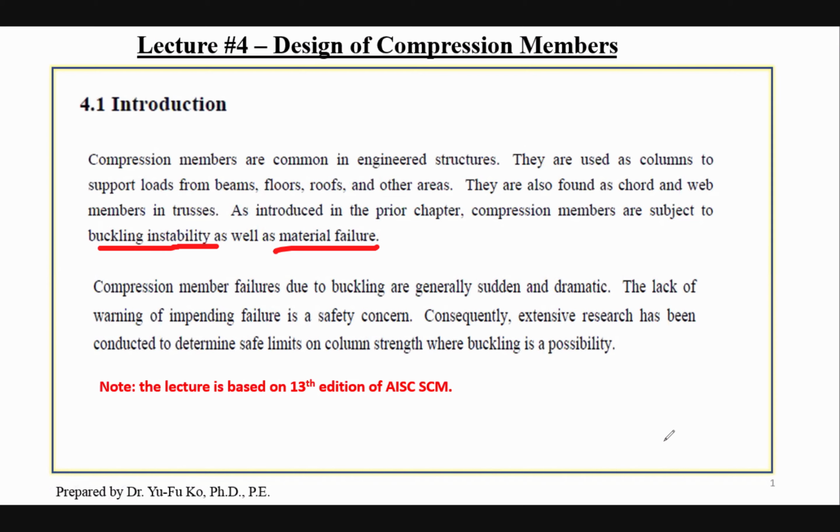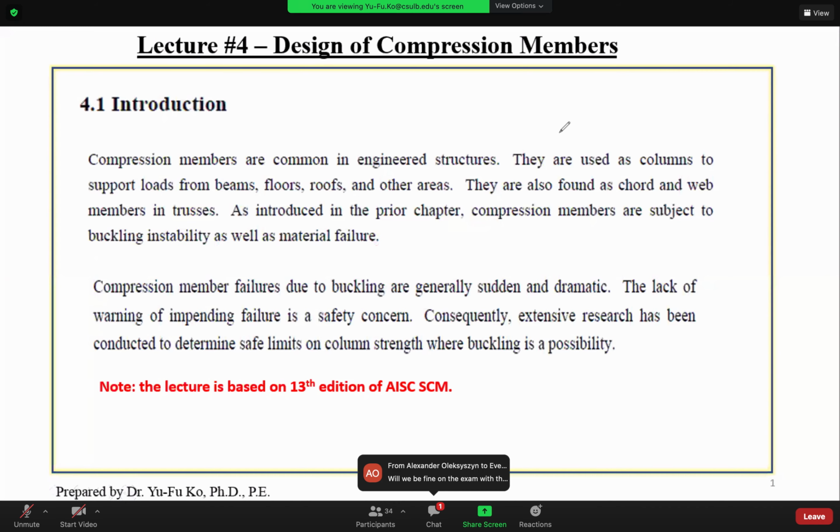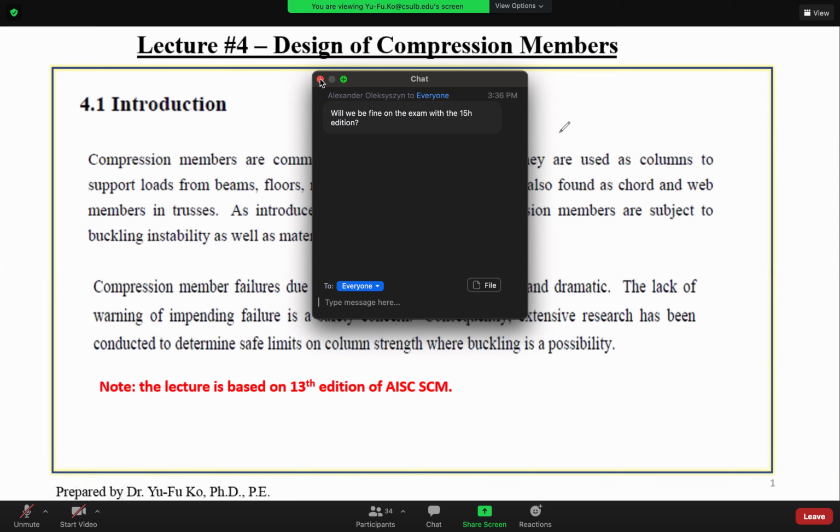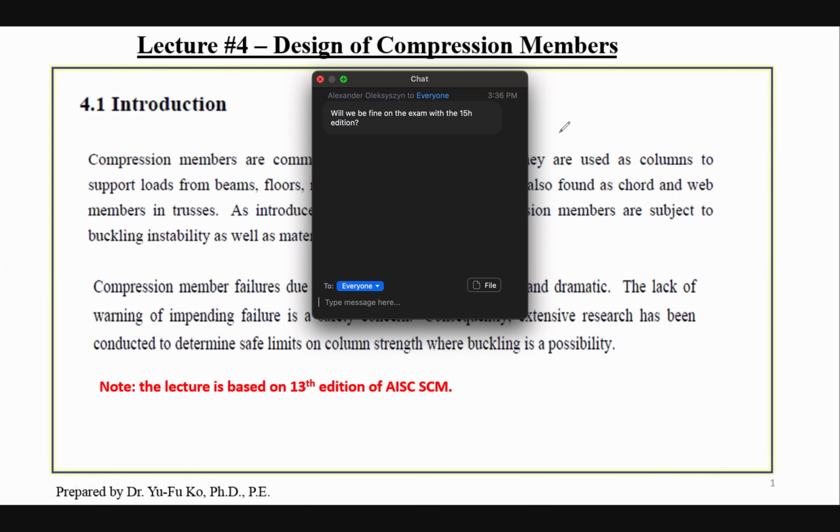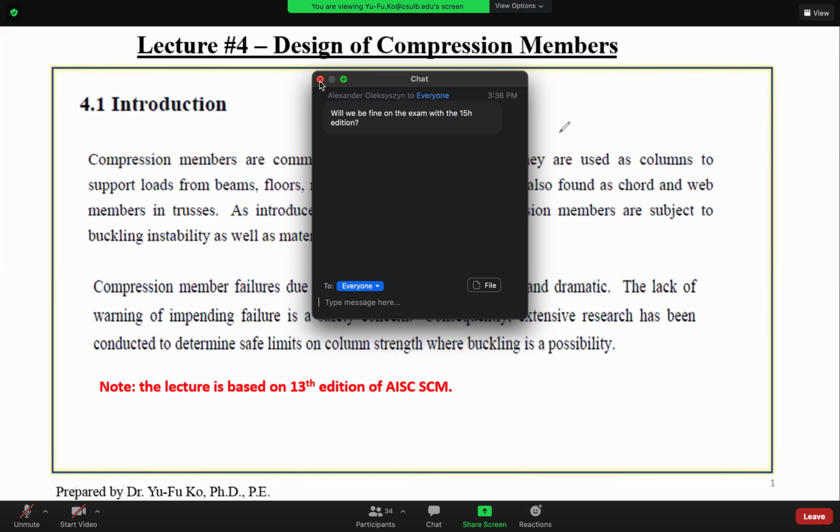So I just want to make a note. The local buckling is a little bit different between 13th edition and 15th edition, but our textbook is based on 13th edition when we talk about the local stability. So in the exam, stick to the 13th edition method that I cover in class, and also the same as textbook. Okay.